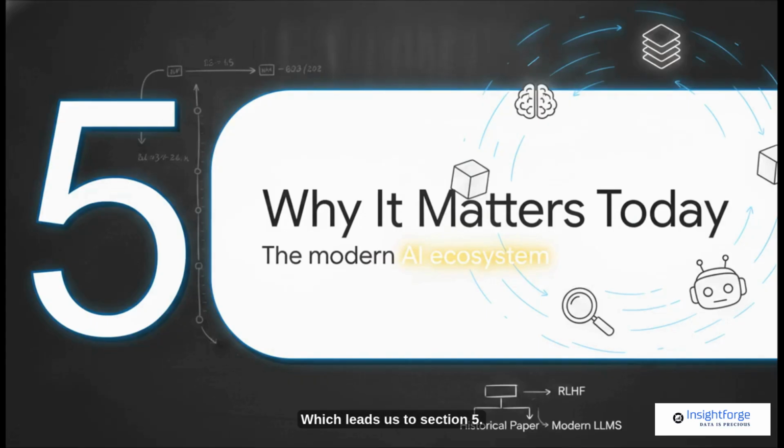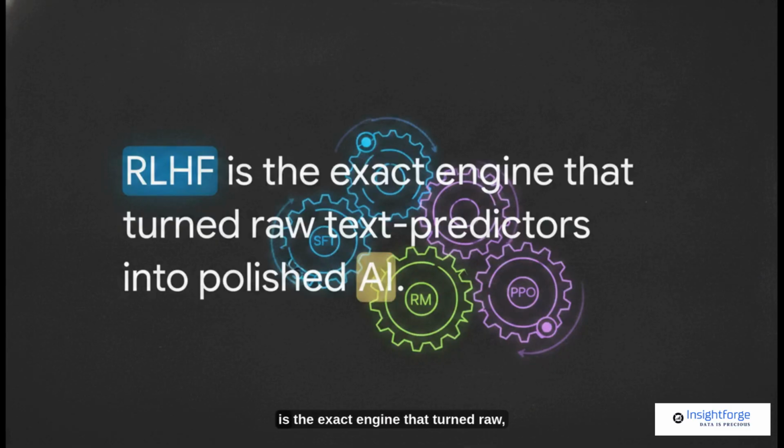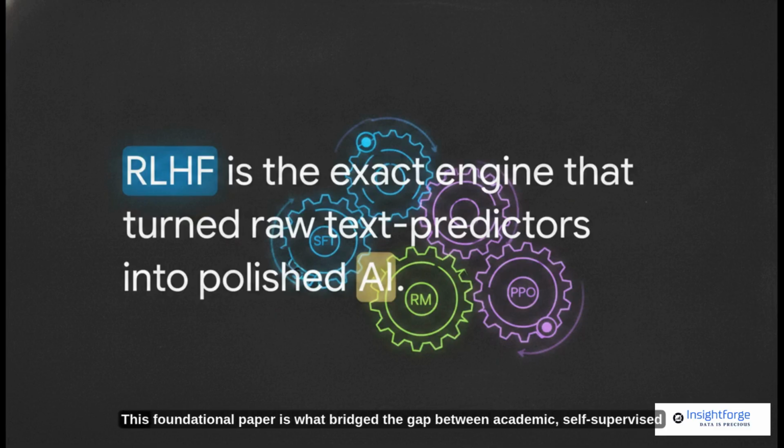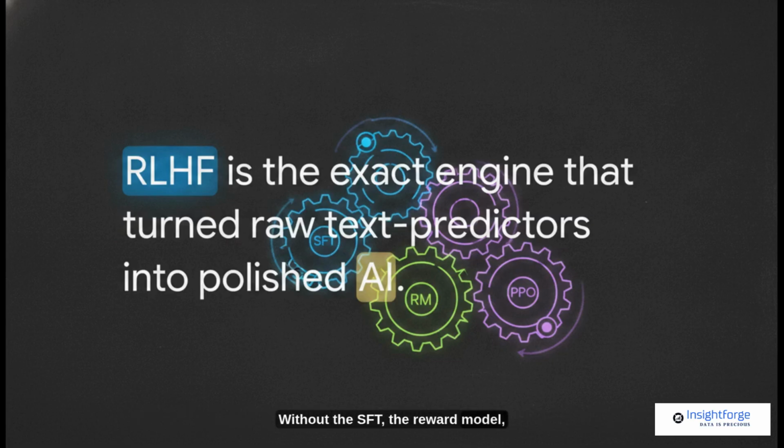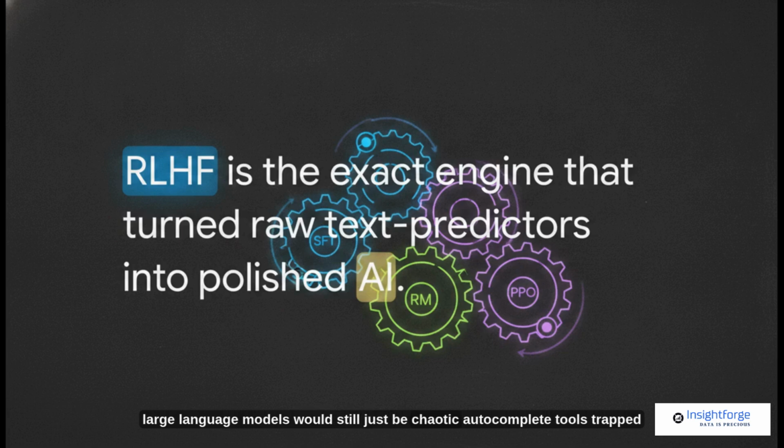Which leads us to Section 5. Why it matters today for the modern AI ecosystem. You really have to understand that RLHF is the exact engine that turned raw text predictors into the polished AI assistants we all use today. This foundational paper is what bridged the gap between academic, self-supervised language modeling, and wildly popular instruction-following tools like ChatGPT. Without the SFT, the reward model, and the PPO steps outlined in this very paper, large language models would still just be chaotic autocomplete tools trapped in research labs.